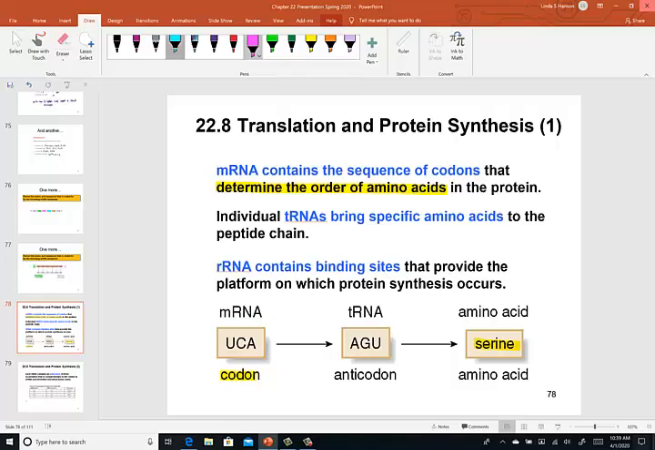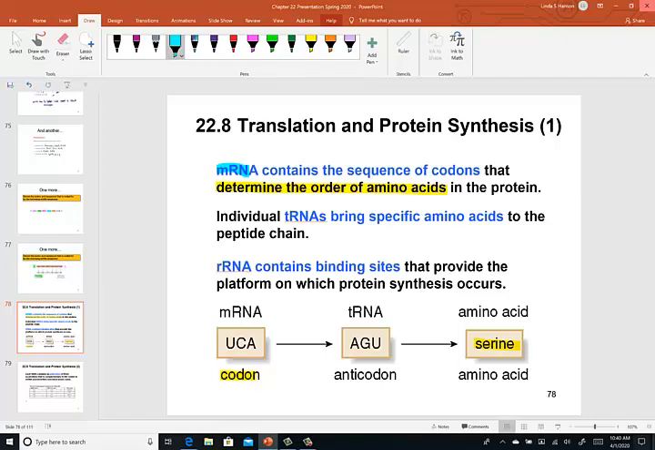We have a messenger RNA that contains the sequence of the codons, and that determines the order of the amino acids in the protein chain that we're building. Now, what brings those amino acids are the transfer RNA. It actually brings the specific amino acid by reading the messenger RNA's codon.